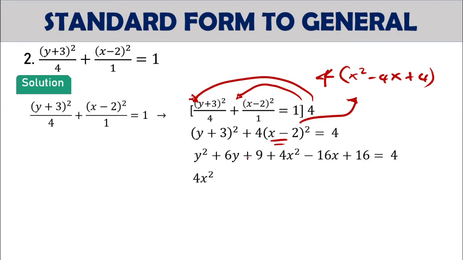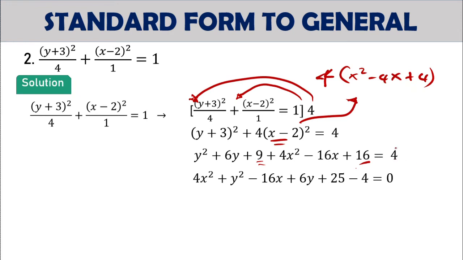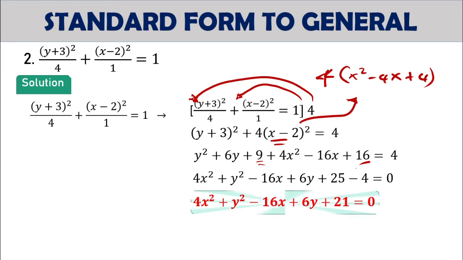Alright? So, combine like terms natin. So, syempre, mauna yung 4x squared. So, 4x squared plus y squared minus 16x plus 6y plus 9 saka 16 gives us 25, right? So, and we're going to transpose 4 to the left side, so 25 minus 4. So, our final answer is 4x squared plus y squared minus 16x plus 6y plus 21 equals 0. So, this is our final answer.